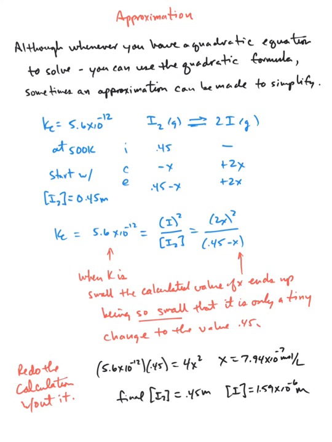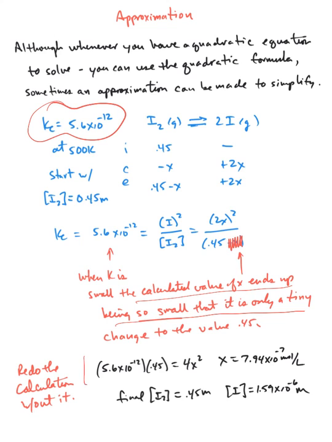Notice that the Kc value is very small. This is going to be useful, especially when we get to acids and bases, because by the math, if K is very small, the calculated value of x ends up being so tiny, it's just a really small change to the value 0.45. So you could basically pretend that that minus x doesn't even exist. You can't adjust anything on the top because that value isn't being compared to anything. But here, it's being subtracted from a much larger number.